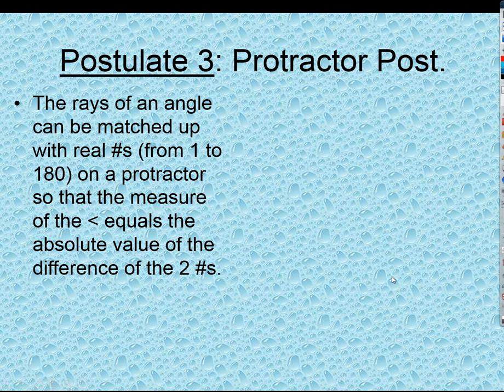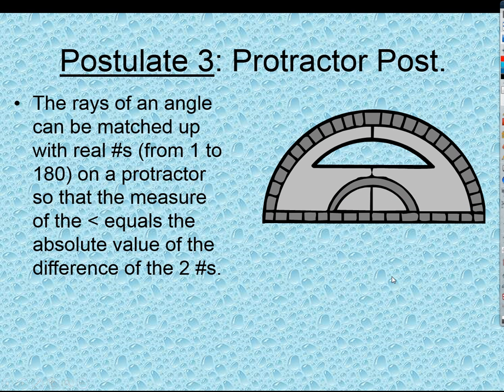Protractor postulate, I'll just throw this at you, but it's not a big deal. This is really just common sense stuff. Remember, previously we had the ruler postulate, which just said that if we have two points, we can measure a distance between those points. That's it, right? Using some units, we could measure a distance. All this says is if we have an angle, we could measure the size of that angle with degrees, for example, using a protractor. Okay?